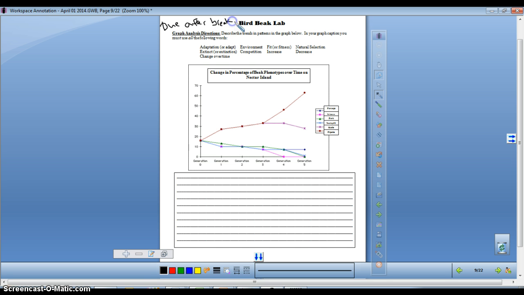Okay, so here's what I'm asking you to do. We're going to analyze this graph right here. So describe the trends. Trends are changes that occur in the patterns in the graph below. The caption, in other words, I want you to write a paragraph about what you see happening in this data. Okay? So let's look at this.